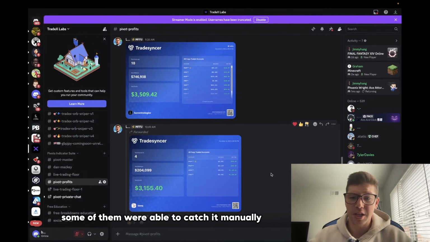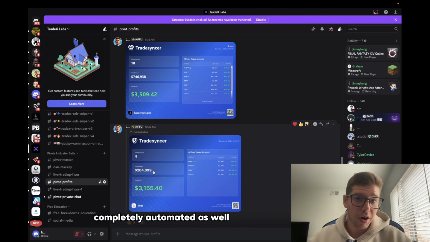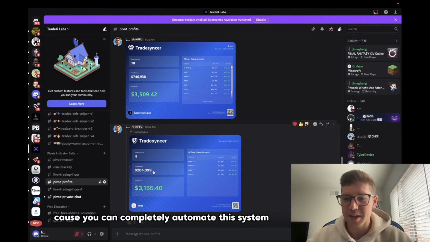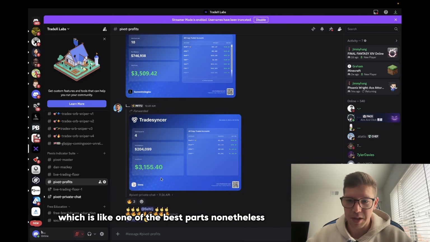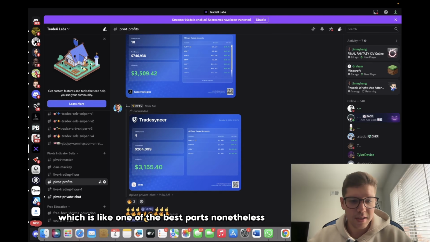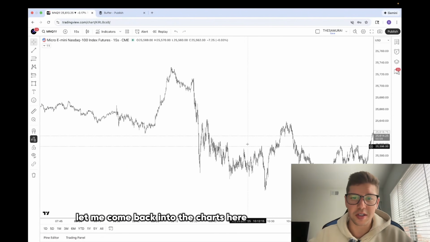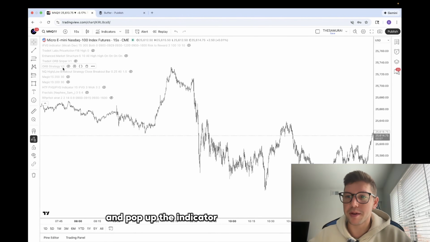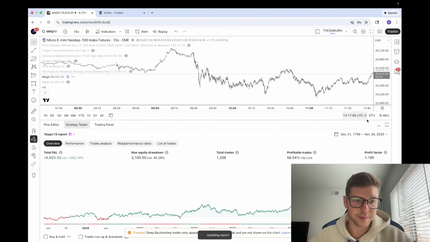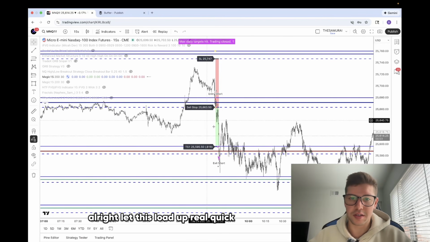Some of them were able to catch it manually. Others were able to do it completely automated as well, because you can completely automate this system, which is one of the best parts. Nonetheless, let me come back into the charts here and pop up the indicator. All right, let this load up real quick.